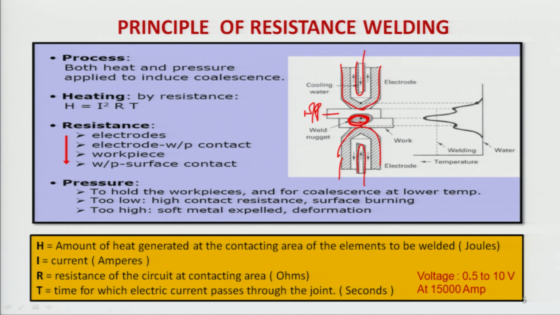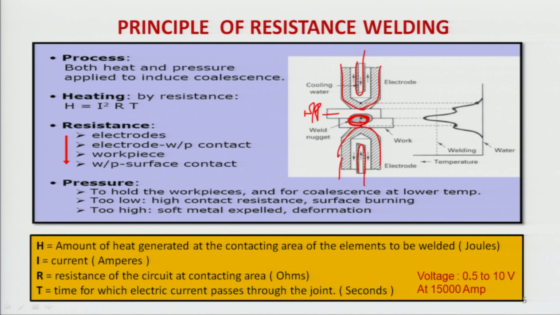The electrode and workpiece are under surface contact. Pressure is there, we apply pressure to hold the workpiece, and coalescence occurs at a lower temperature. Too low or too high contact resistance at the surface leads to burning. Too high, and soft metal is expelled and deformation will occur. So, the welding could not be done properly.